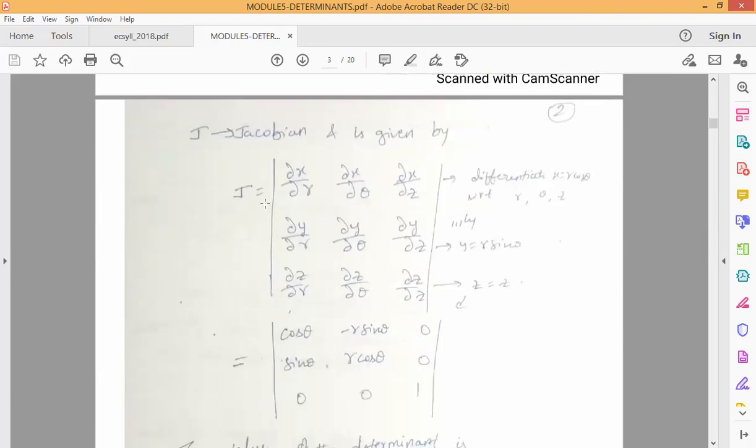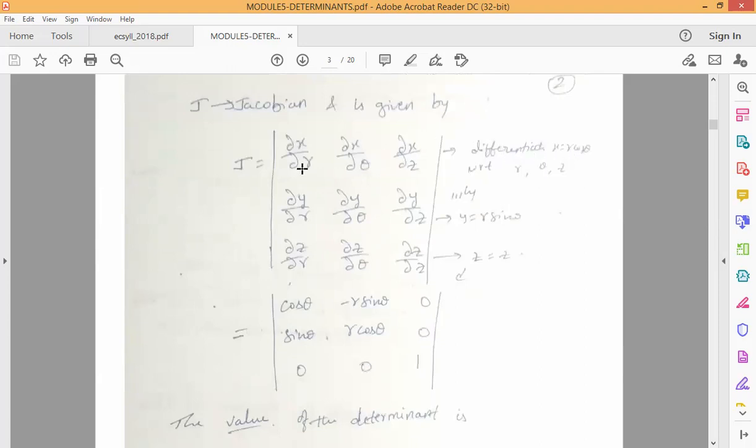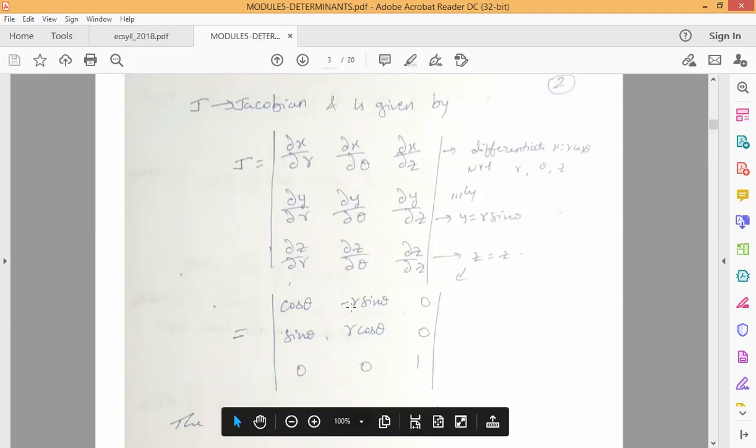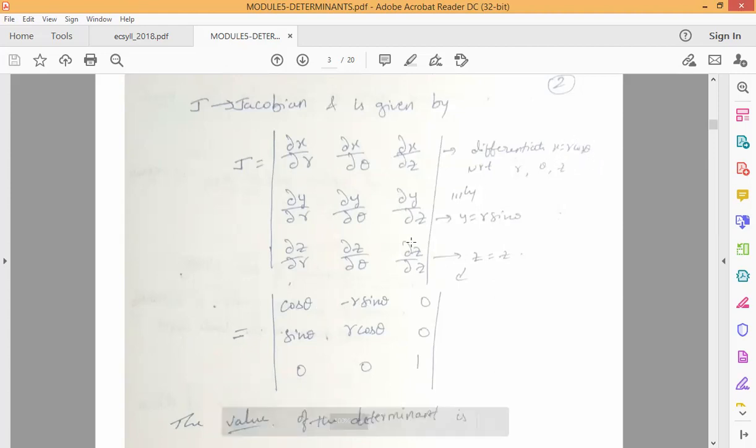Now, writing this Jacobian matrix, you can differentiate x with respect to r in the first element, dou x by dou r. Differentiation of r cos theta with respect to r is cos theta. Similarly, dou x by dou theta: here we differentiate with respect to theta, so r will be there, and the differentiation of cos theta is minus sin theta. And dou x by dou z: since it is independent of z, it results in the value 0.